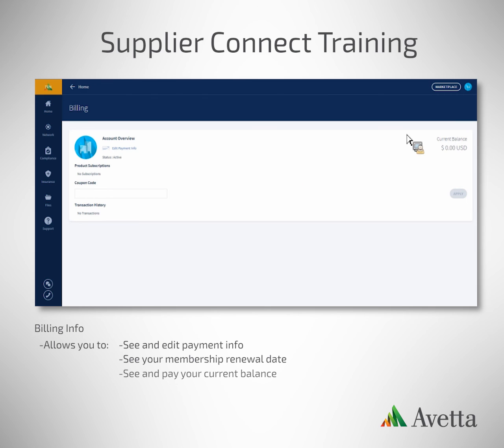On the top right, we have my current balance. If it's more than $0, I'll also see a pay button available right here. My product subscriptions just tells me which products of Avetta I'm paying for. They are based on your client's request, so your client determines which products are required for their pre-qualification, and that's why those will show up here. So it's not something you opted into. Don't panic. You won't be able to change those.